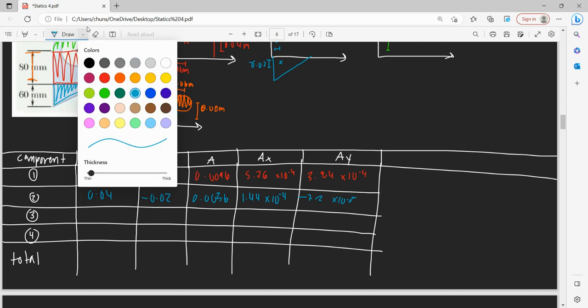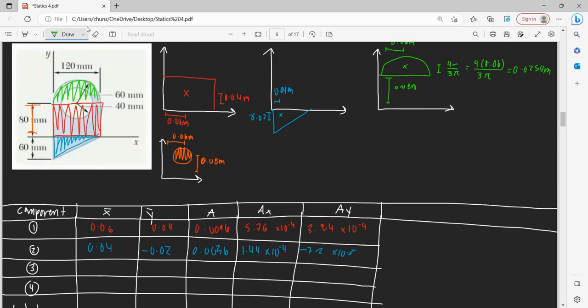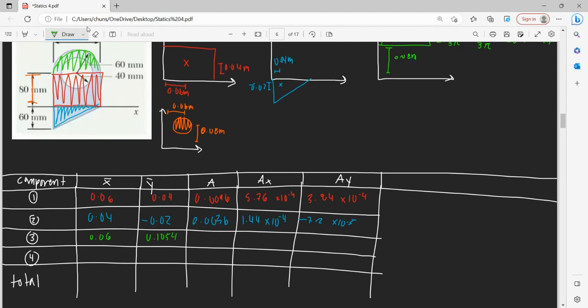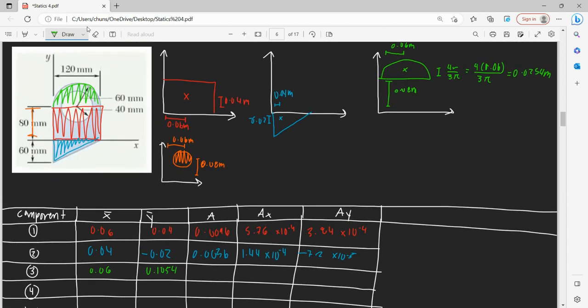And now let's take a look at our semicircle. So for our semicircle's y, we had to add 0.08 plus the one that we found on the circle, 0.0254. So that's 0.1054. And this is 0.06. And then to find our area, we take the radius, 0.06, that's 60 millimeters squared, times pi, so pi r squared, and then divide that by 2.